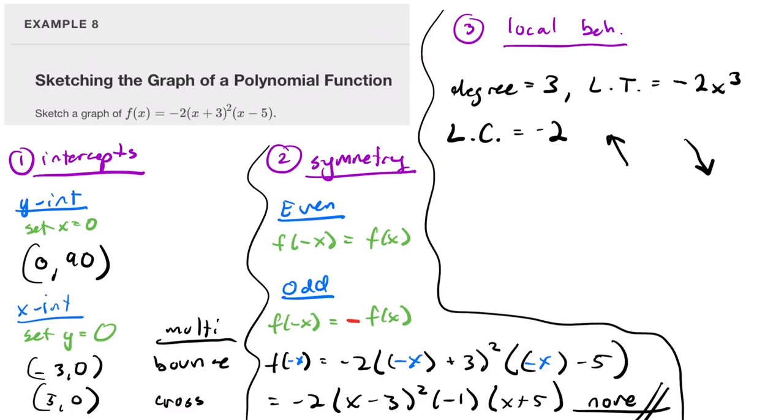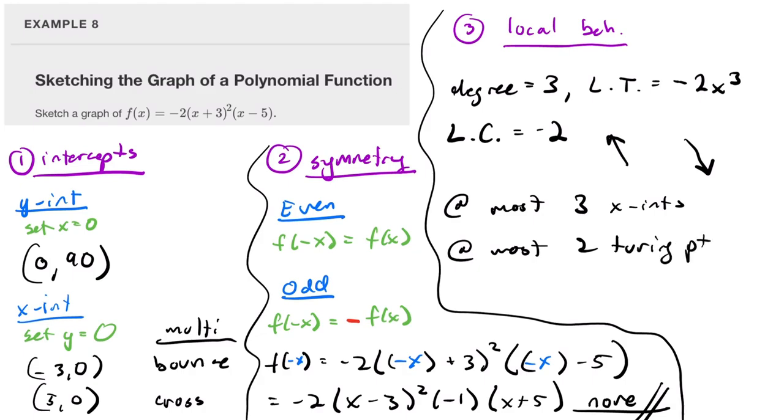We have at most 3 x-intercepts. Now I think, yeah, well, we have all 3. We have at most 3 x-intercepts. And at most 2 turning points. Okay.